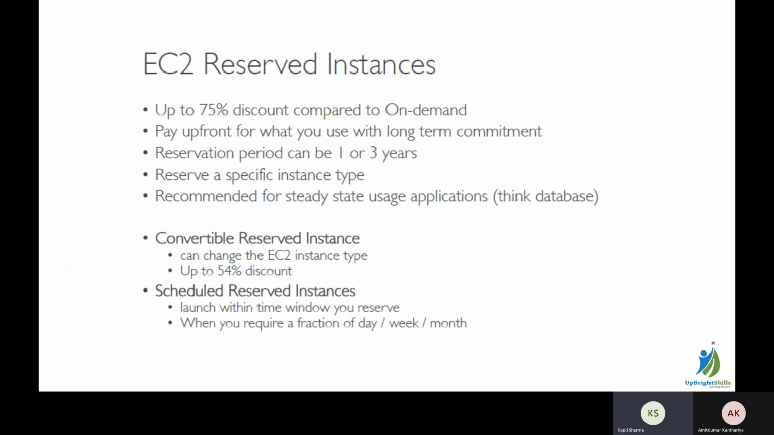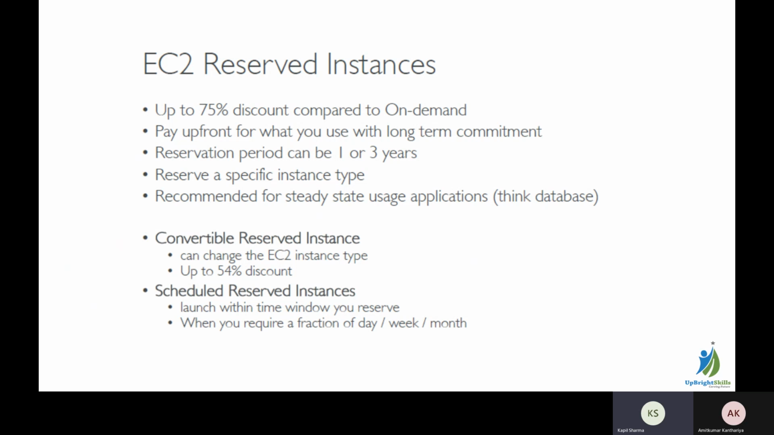EC2 reserved instances, we get up to 75% discount compared to on-demand instances. The condition is there are two different options. We have to pay upfront or we can do a partial payment. Reserved payment can be for 1 year or 3 years. You can reserve it for 1 year or 3 years. Reserve a specific instance type. You can select the type which you want to reserve, and based on that you can do your reservations.